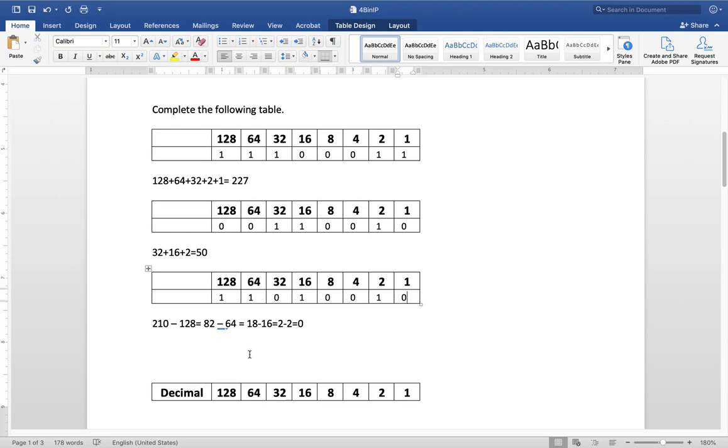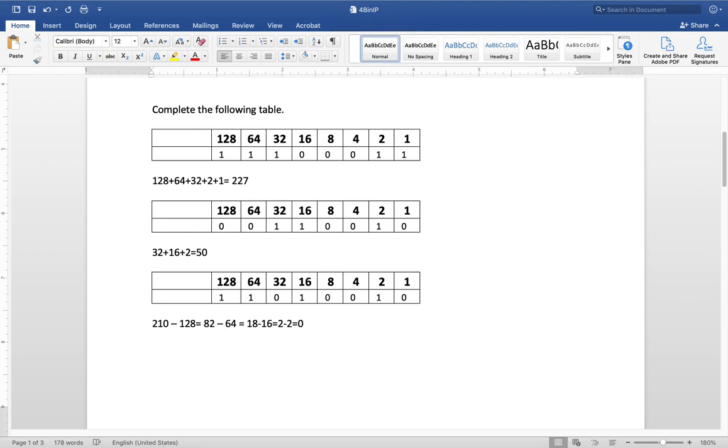Okay, so the numbers I need for 210 are 128, 64, 16 and 2. These four numbers add up to 210. So 128 plus 64 is 192, plus 16 is 208, and 2 is 210. So 210 in decimal is 11010010 in binary.